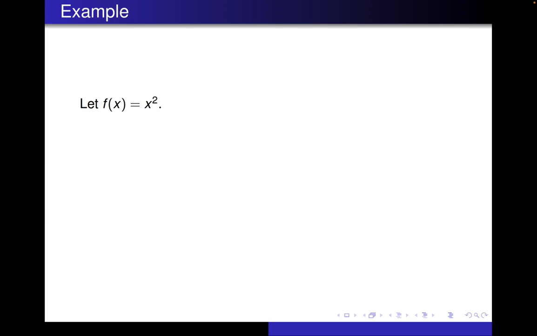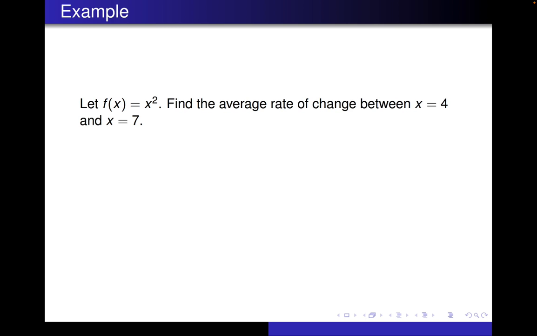So if we want to apply that to the function given by f of x equals x squared, here's a function given as a formula. If we want to find the average rate of change between x equals 4 and x equals 7, well, the first thing we're going to do is find the output at x equals 7, the output at x equals 4, and then subtract those two. So our change in output is f of 7 minus f of 4. Let me see, f of x is equal to x squared, so f of 7 is 7 squared, f of 4 is 4 squared. And when we subtract those, we get 49 minus 16, which gives us 33.